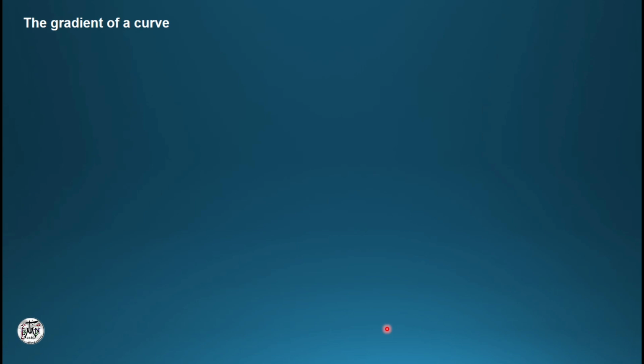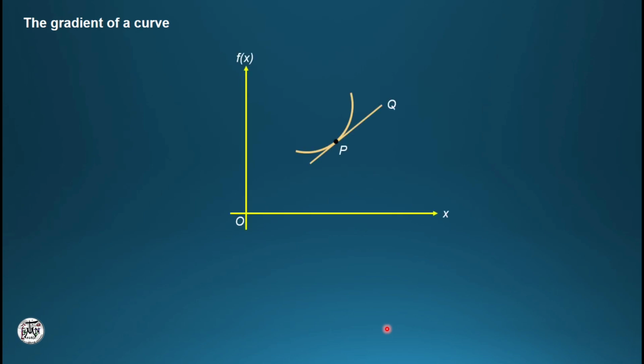Another is, what is the gradient of a curve? For example, we have the graph. Here, this is the y-axis, but we change it into function notation, which is f of x. So we have the origin and then x. We assume here a curve, then point P.